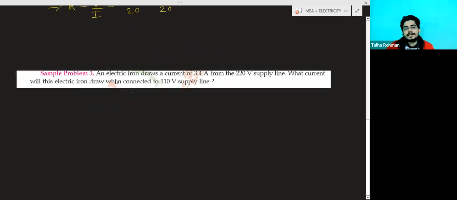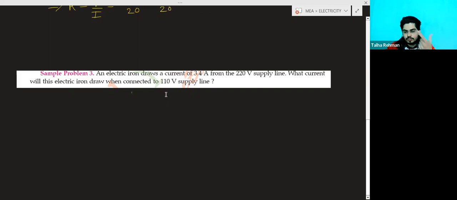They are saying an electric iron draws a current of 3.4 ampere from the 220 volt supply line. So 220 volt supply line, and they are asking what current the electric iron will draw when connected to a 110 volt supply line. So now you have to see what the condition is.